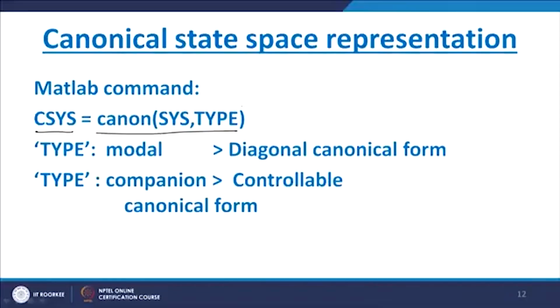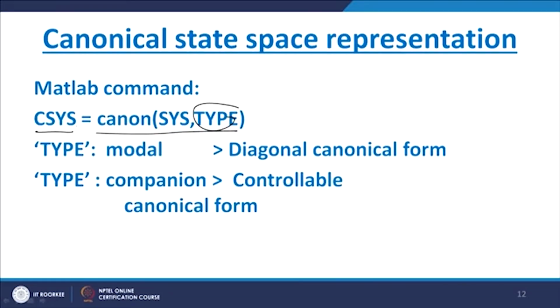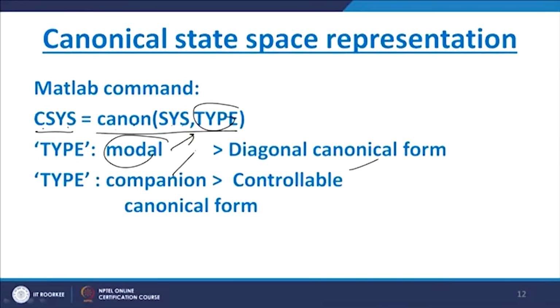So, here this is type. If you want the diagonal canonical form, that is, if you want the A matrix to involve diagonal elements, in that case we write the command as CSYS equals canon(SYS, 'modal'), and that gives you the diagonal canonical form. But if you require that the given system be represented in a companion form or controllable canonical form, we have to write the command as CSYS equals canon(SYS, 'companion').